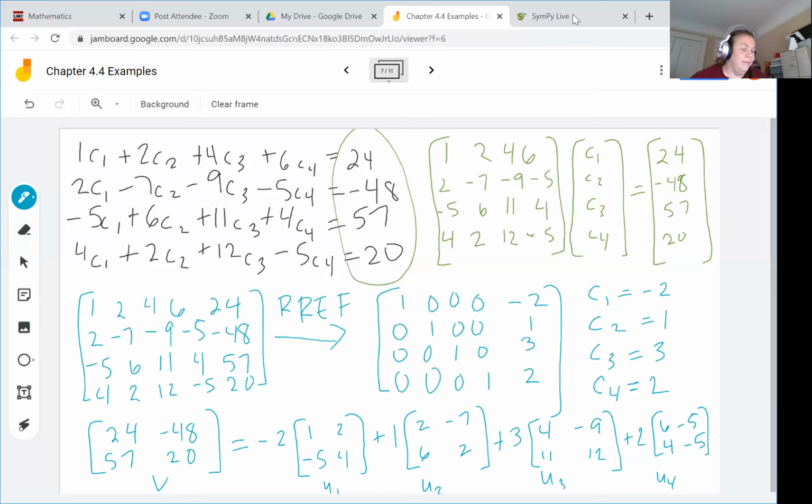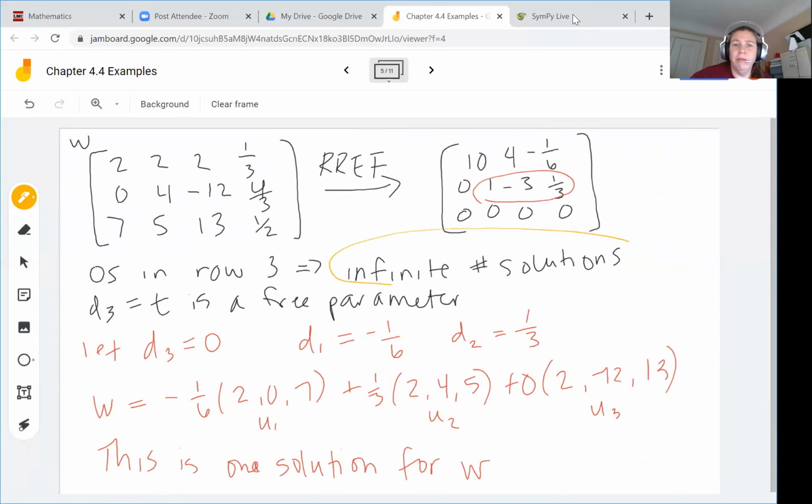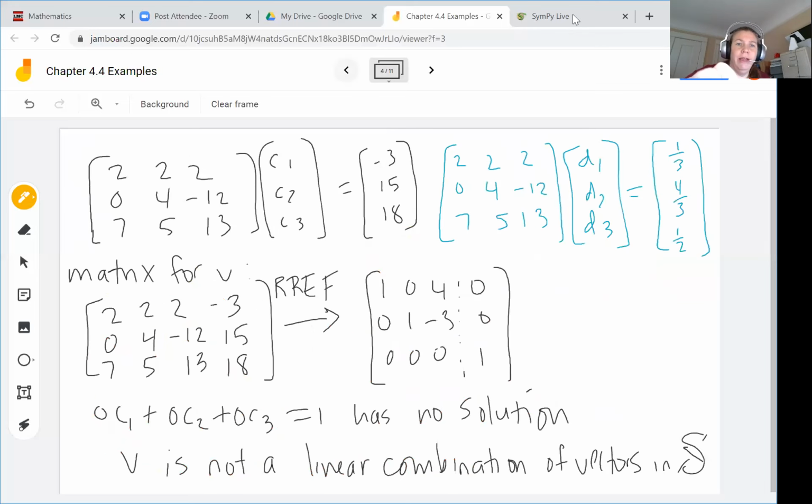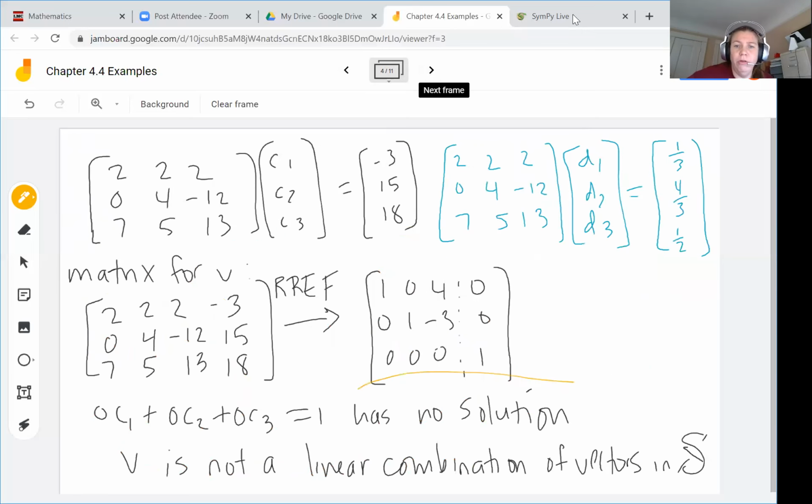So we have seen in this video all three examples. Here's a situation where we have one unique solution. We got unique solutions here for C1 through C4. We saw in our previous example an infinite number of solutions because we had a free parameter here. Our third scalar D3 was a free parameter. And we saw in the example with V a case where we had no solution because we got an equation that didn't make sense after our reduced row echelon form. You couldn't have 0 C1 plus 0 C2 plus 0 C3 equals 1. So we were able to conclude V was not a linear combination of vectors in S.